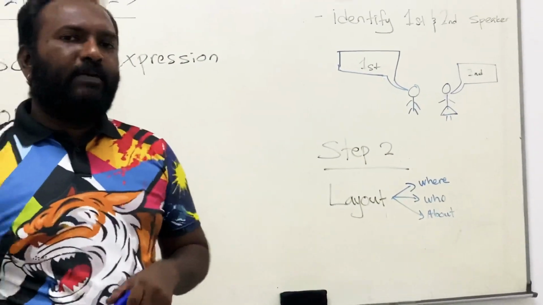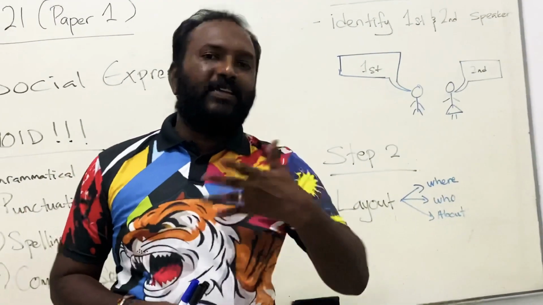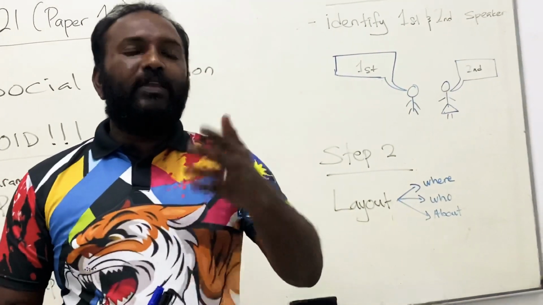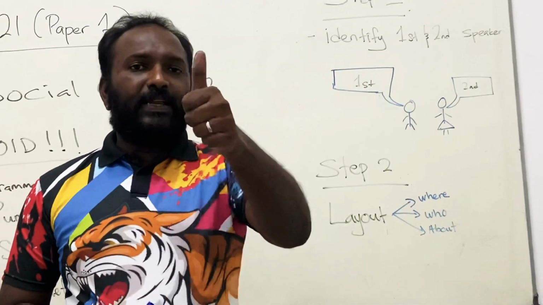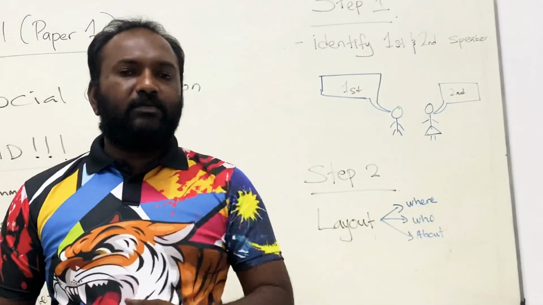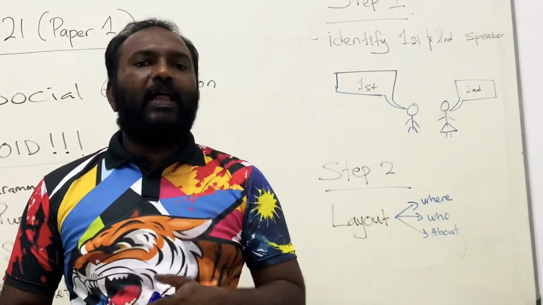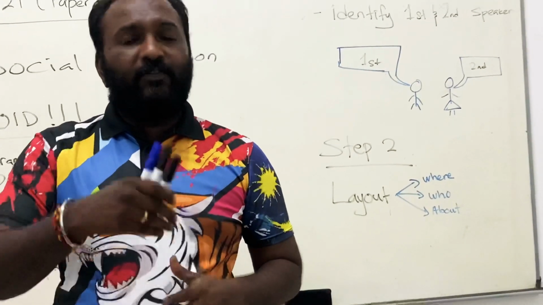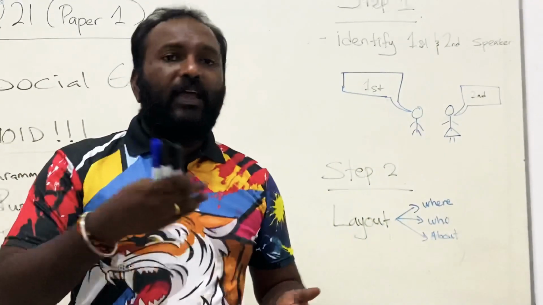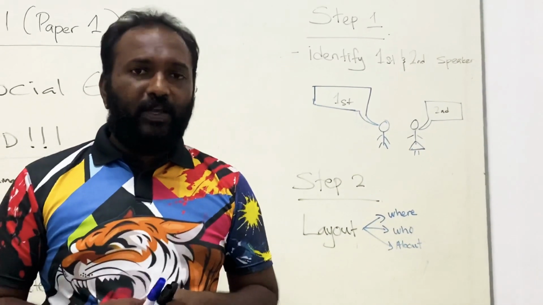Step number 2 is very important because this is what we need to generate ideas for our response. We need a layout. What is the layout? 3 simple things: W.A.W. Who, about, and where. Who helps us to determine the nouns or the persons in the stimuli. Is it father and mother? Is it teacher and student? Is it friends? Is it cousins? It will be very helpful to us.